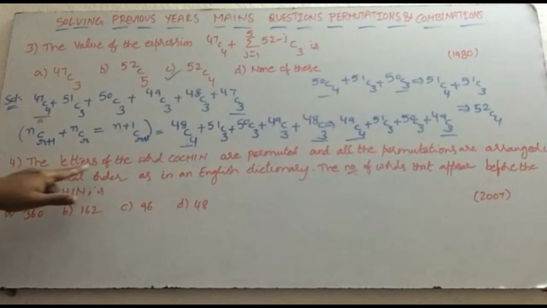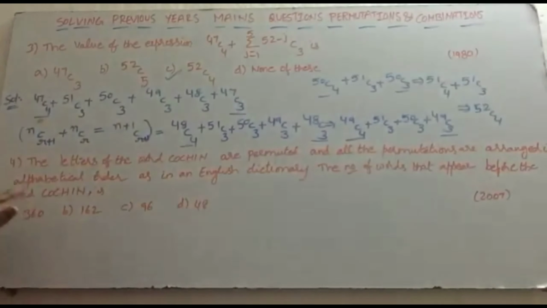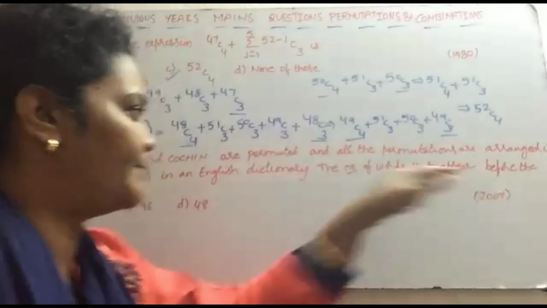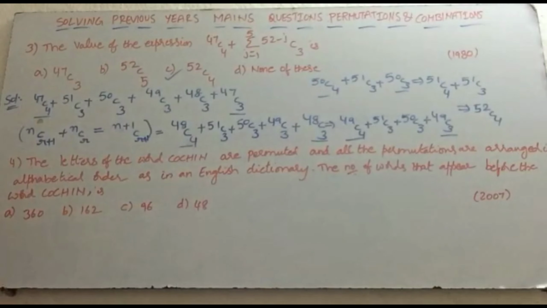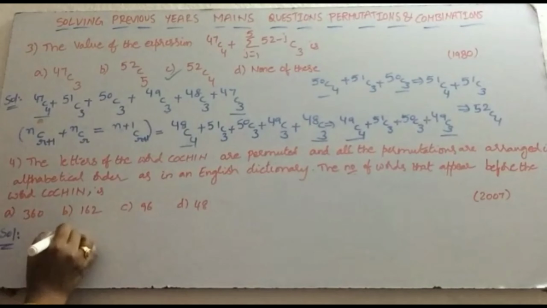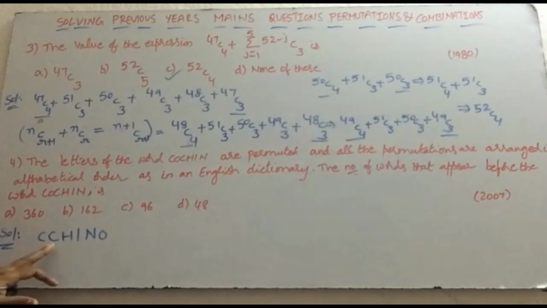And the next problem. The letters of the word Cochin are permuted and all the permutations are arranged in alphabetical order as in an English dictionary. The number of words that appear before the word Cochin. So first we will write the alphabetical order in English dictionary form. So for Cochin, the alphabetical order is C, H, I, N, O.